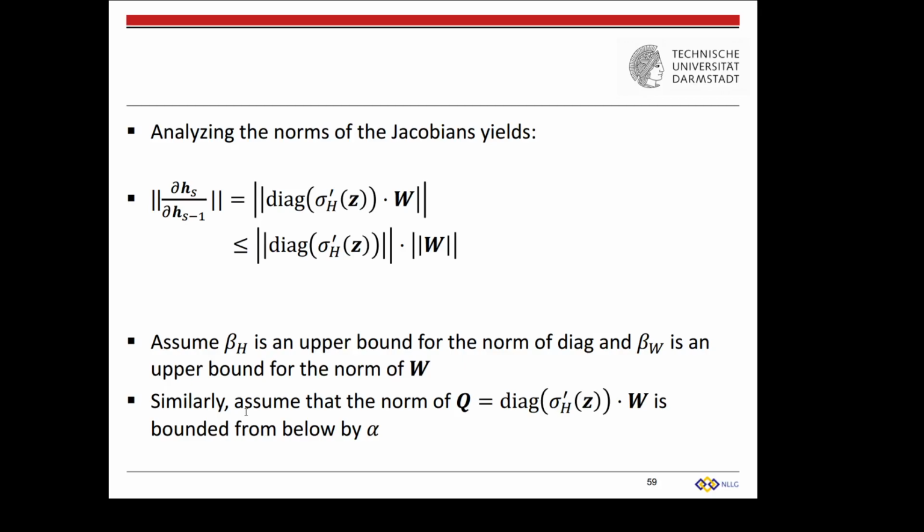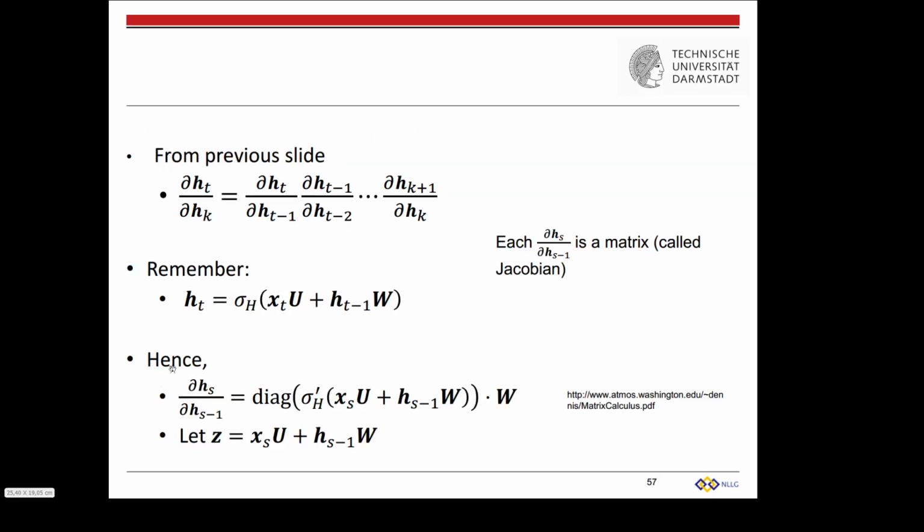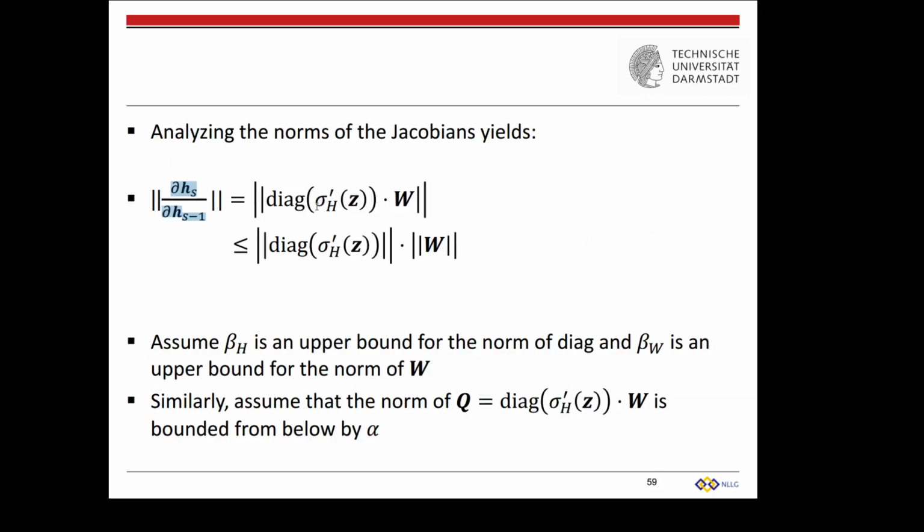Good. So now we have an exact equation for dh_s by dh_{s-1}. And I write s here, by the way, instead of t, because the t was our upper limit, right? And k was our lower limit, and s is something in between. It's one of those factors, right? So we have our exact formula.